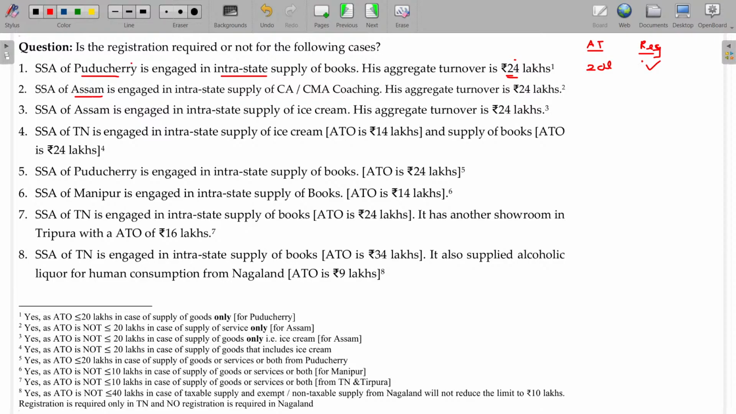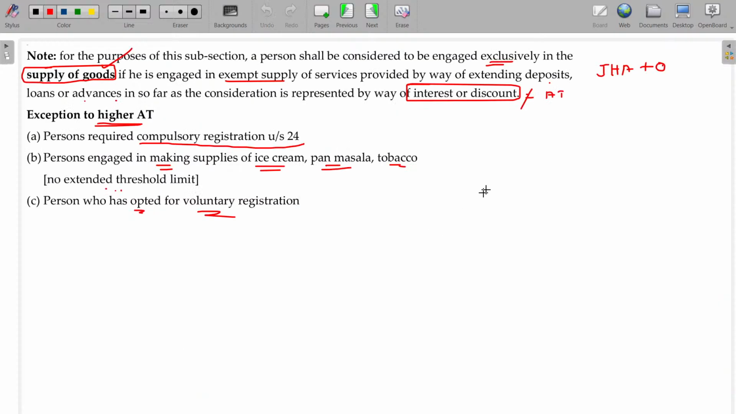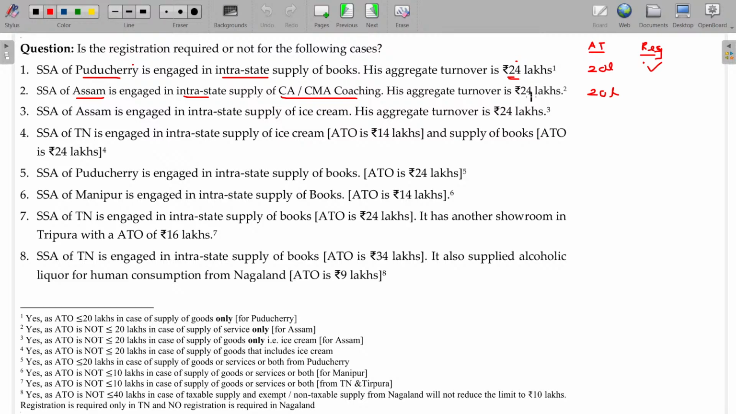Assam comes under JA. In the case of intrastate supply of CA/CMA coaching, that is service. In the case of ASM and other states, in the case of services, the limit is only 20 lakhs. Is that okay? JA means Jammu and Kashmir, Himachal Pradesh, Assam and other states. In the case of service, the limit is only 20 lakhs. So here the turnover is 24 lakhs. So registration is a must.